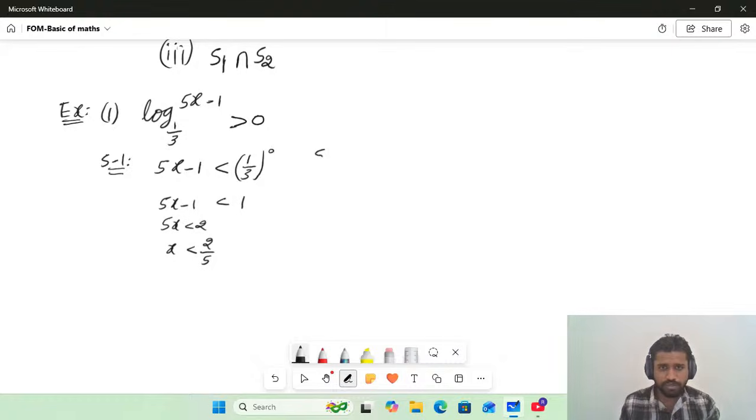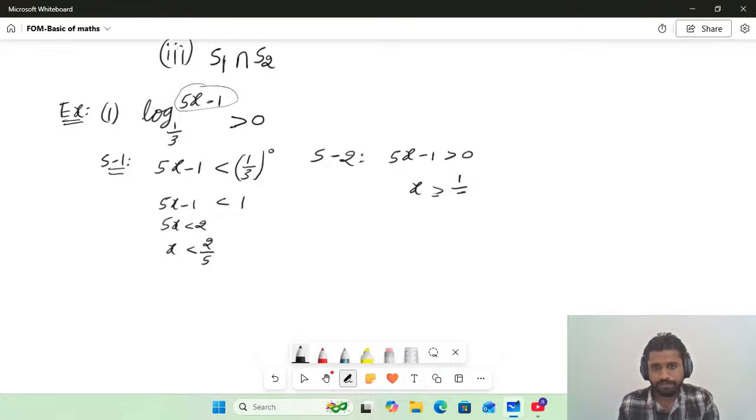Step 2 is to find the domain of this logarithm. What is the domain of this logarithm? Here the expression should be greater than 0. Whatever value we give here should be greater than 0. So 5x minus 1 should be greater than 0, so x should be greater than 1 by 5.